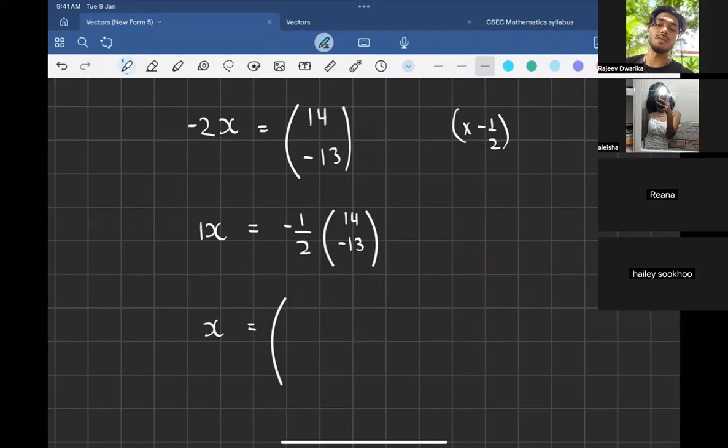Minus a half by 14. Hold on. Okay, minus 7. Haley, let me ask you this: what's a half of 14? 7. Right, and you see the thing is you have a minus by the half and I have a positive. A minus by a positive is a negative. So that's how we get minus 7.